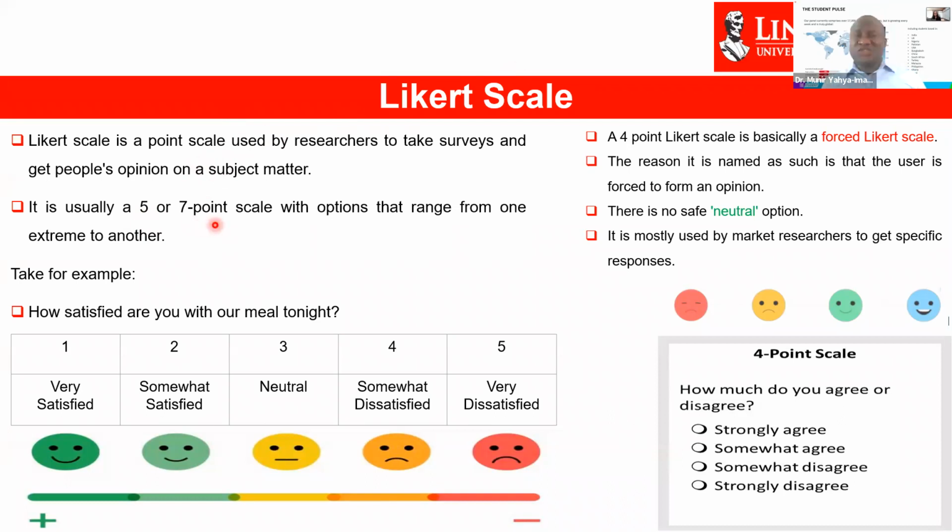And it also depends on the nature of your research that will determine how you are going to define your Likert scale. So take, for example, how satisfied are you with our meal tonight? You can have 1 to be very satisfied, 2 to be somewhat satisfied, 3 to be neutral, 4 to be somewhat dissatisfied, and 5 to be very dissatisfied. Okay? Then you can also use icons, emoji, like this.